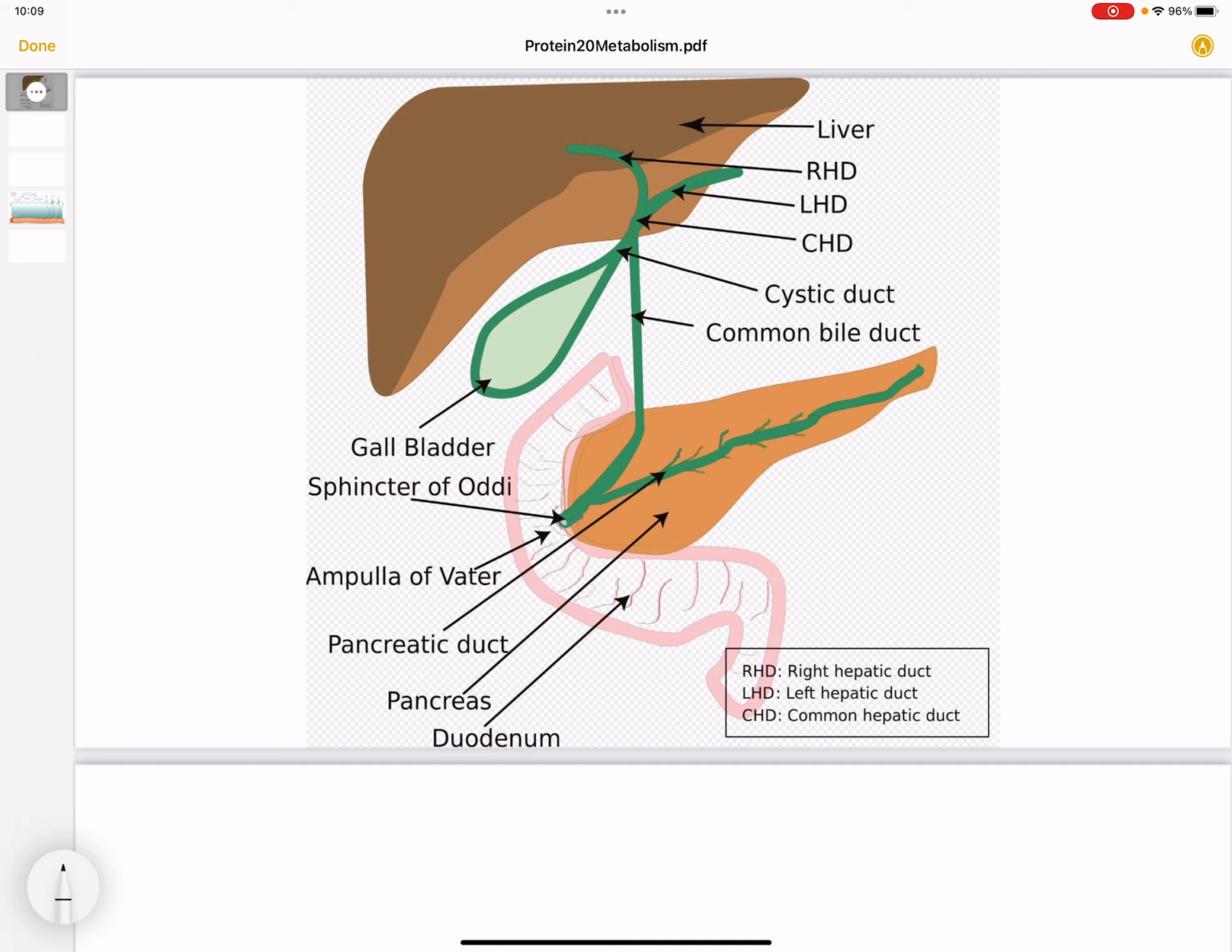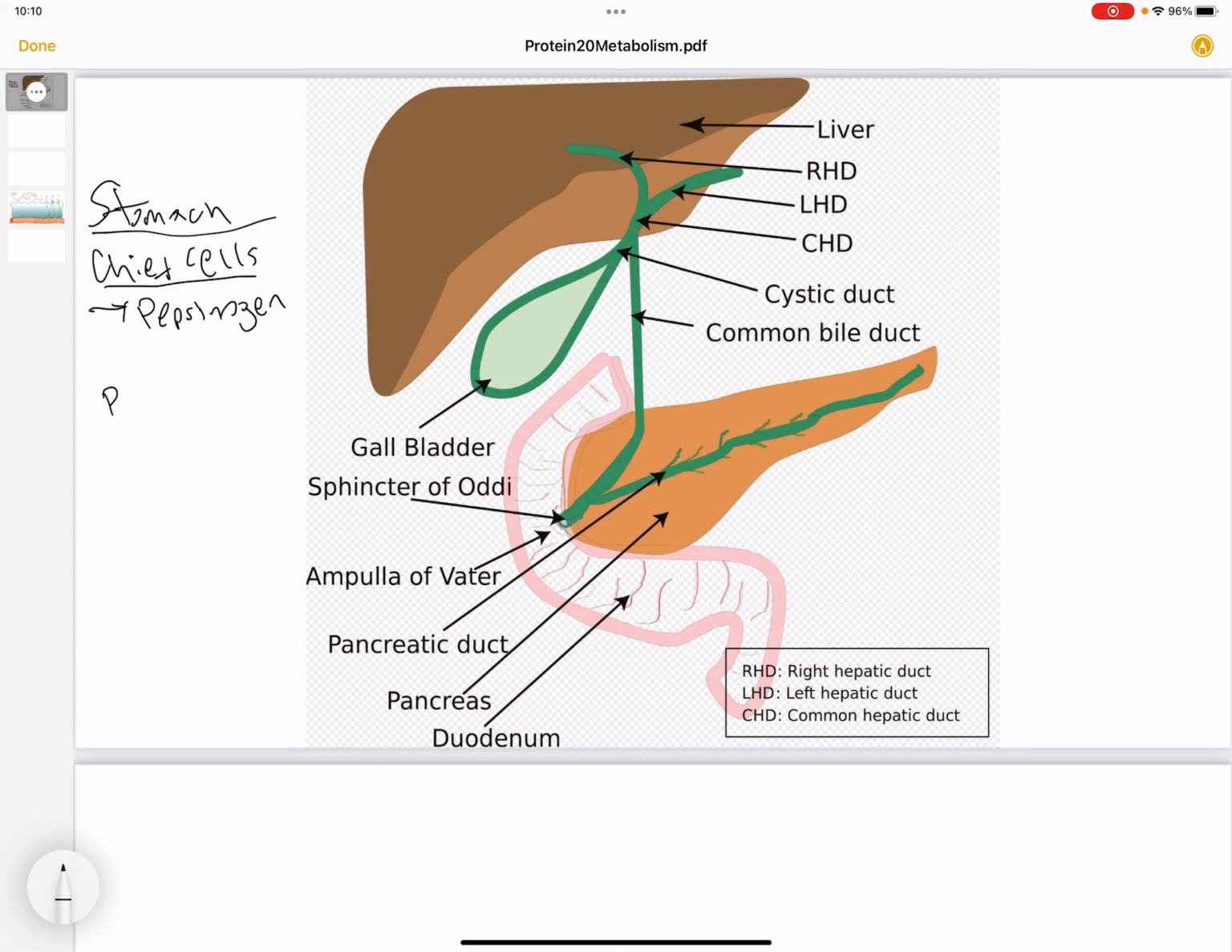Alright, let's talk about protein metabolism. Protein metabolism is first going to start in the stomach. And in the stomach, we're going to have two cells that are going to play a big role in the digestion of proteins. One of them is called chief cells, and chief cells are going to produce pepsinogen. Pepsinogen is a zymogen, meaning that this enzyme is not active yet.